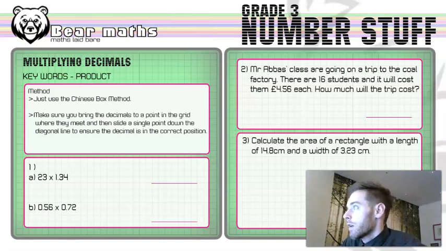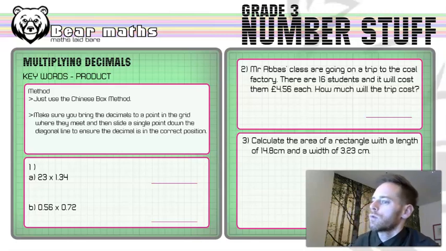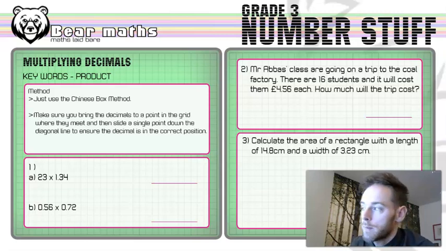This is the video on multiplying decimals, and it's a grade 3 topic. So I've put the word product here again for you to understand. It might get used in reference to when you are multiplying numbers. It's the result of a multiplication, the product is.